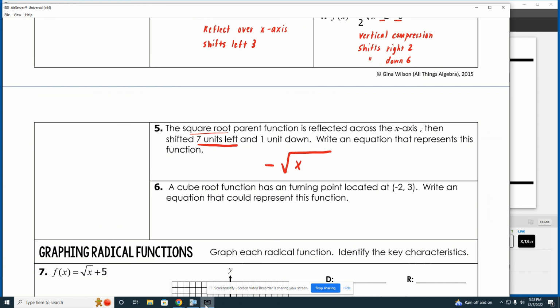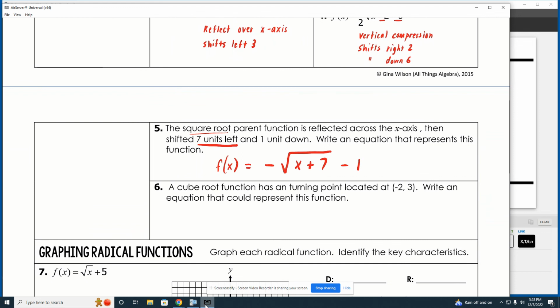Horizontal is inside. So it's the opposite. When I think of left, I think of negative 7. But remember, it's the opposite, so I'm putting plus 7. And then it says it shifts 1 unit down. Remember, that's on the outside. It is what it is. So down 1 means minus 1. So there it is. I just came up with that pretty fast, didn't I?